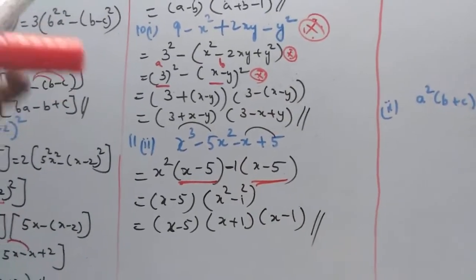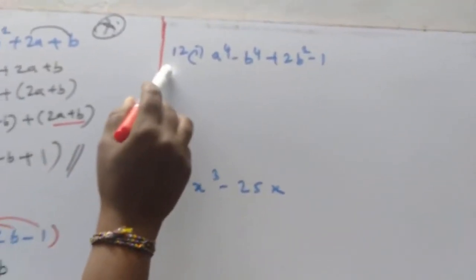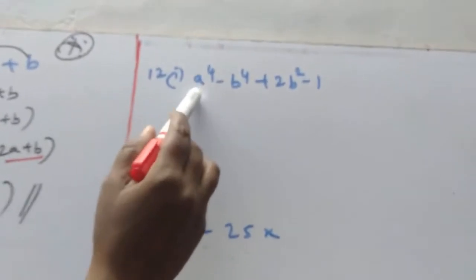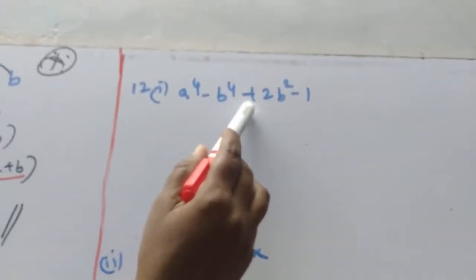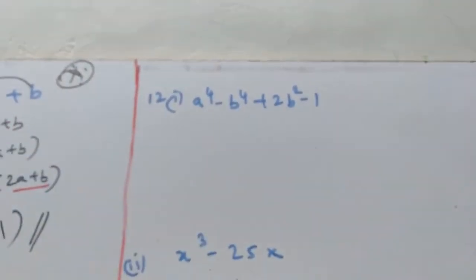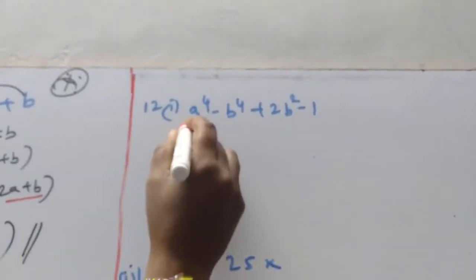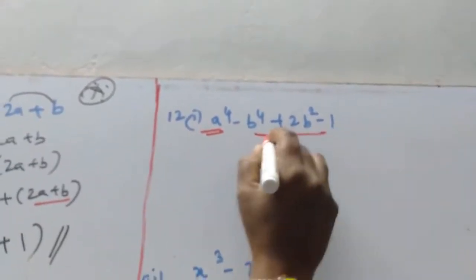Okay, next. Our next question is question number 12, first subdivision, that is a power 4 minus b power 4 plus 2b square minus 1. So what we are going to do here is, we are going to take this and this separately.